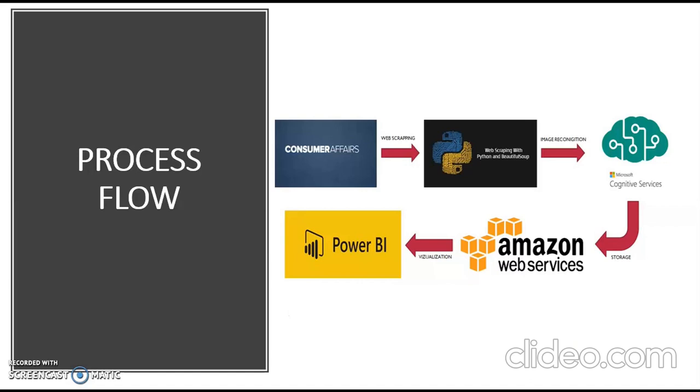Here is our process flow. We have chosen the data from customer affairs, so we'll get the brands of different cars which are in the market, and we did web scraping making use of Beautiful Soup, and image recognition of the data is done making use of Microsoft Cognitive Web Services, and the data is being stored onto Amazon Web Services or AWS, and finally the visualization of the data is done making use of Power BI.